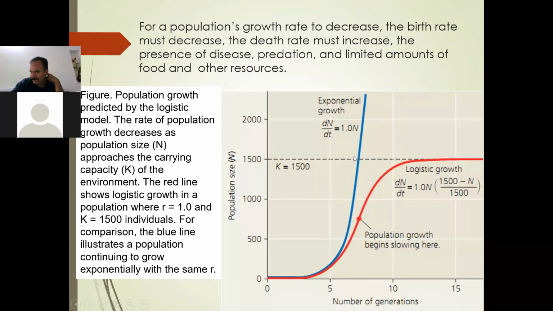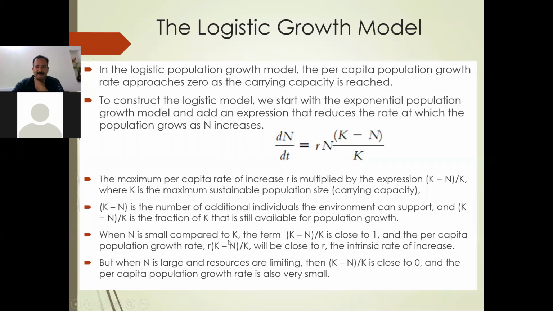In the exponential growth model, growth is limited and cannot exceed the population carrying capacity, that is, 1500 is the maximum carrying capacity of this ecosystem. After this, generation after generation, there will be no growth because environmental and food resources are limited. When N is small compared to K, then K minus N over K is close to 1.